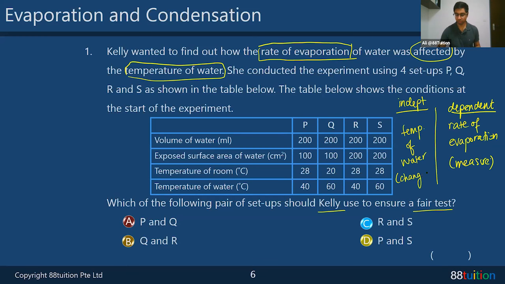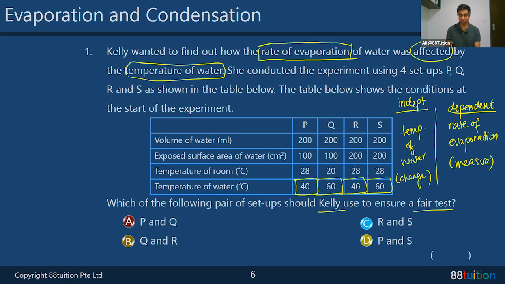From last week, I've been doing this again and again. For any fair test, always write down independent, dependent. The independent will be the one that you change. You change the temperature. Remember, we changed 20, 30, 40. Similarly, she's going to change the temperature, and she's only going to get two sets, 40 and 60. So we are going to see which are the two that she should pick.